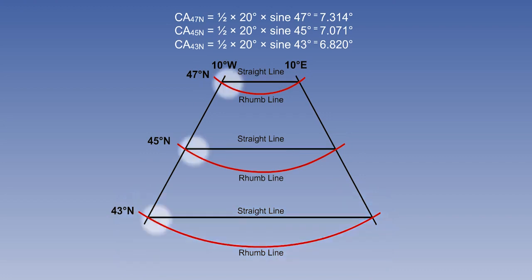There's just one final point to make on this diagram. Look at the amount of curvature of the rhumb line compared to the straight line. It is approximately 7 degrees in all three cases. But look at the amount of curvature of the great circles compared to the straight lines. It is about 0.2 of a degree at 47 north and 43 north. It is a much smaller amount, about 1/30th the curvature of the rhumb lines.